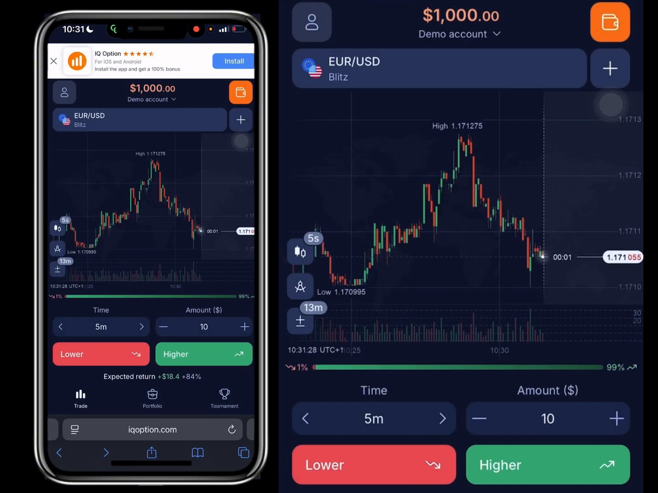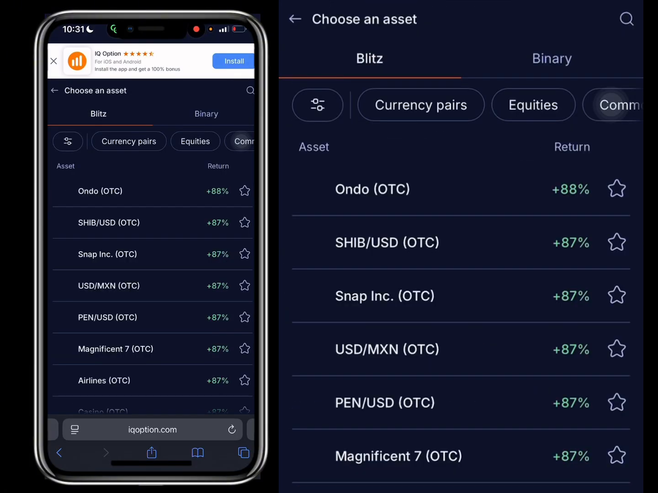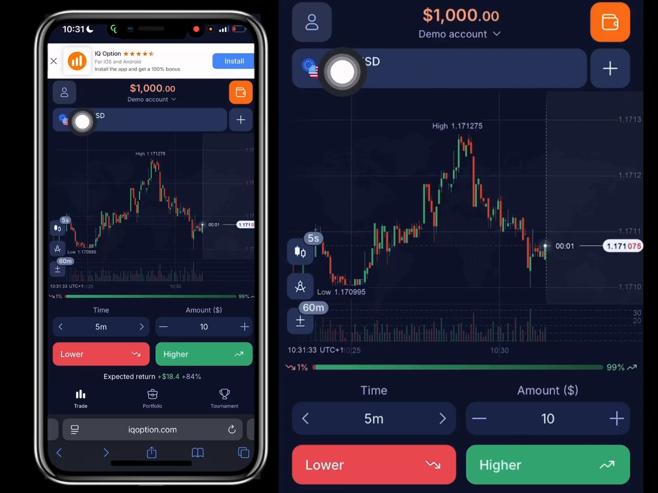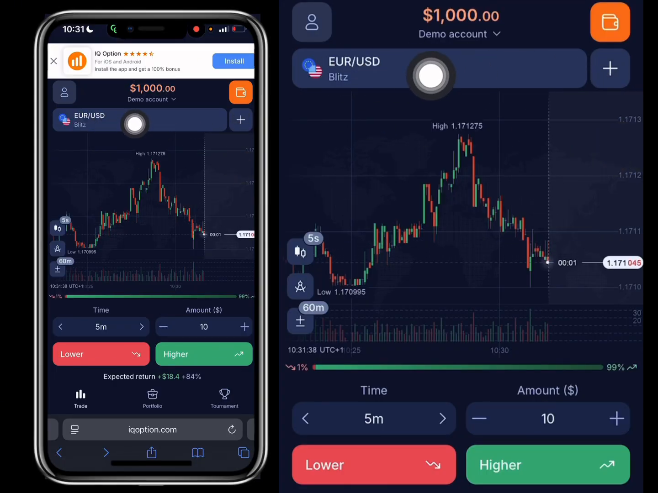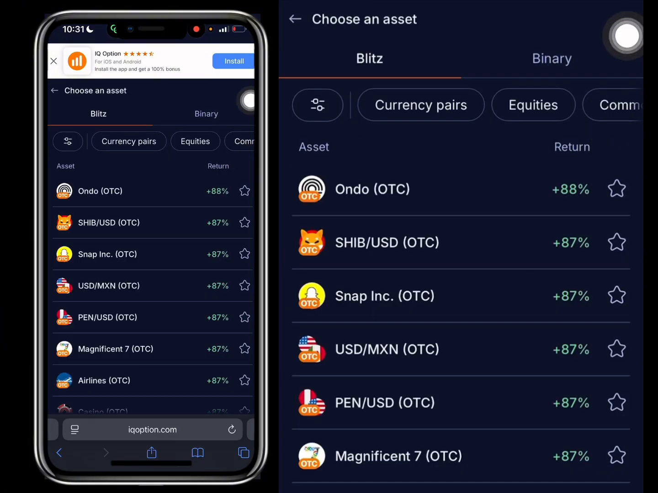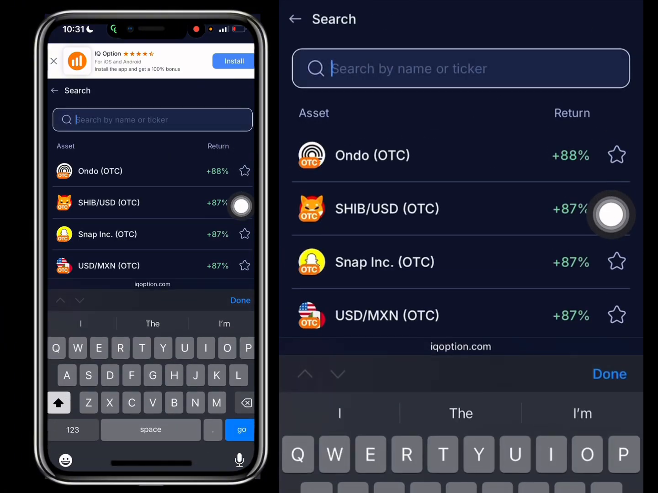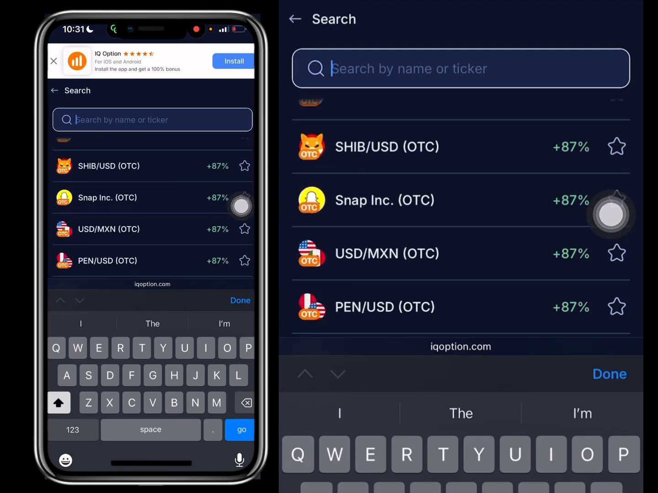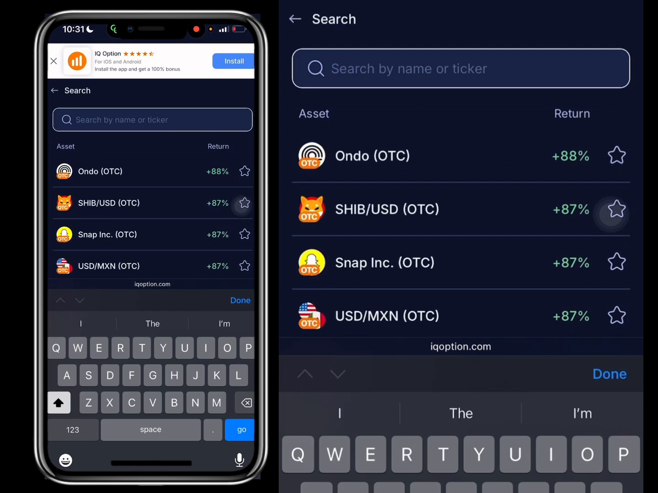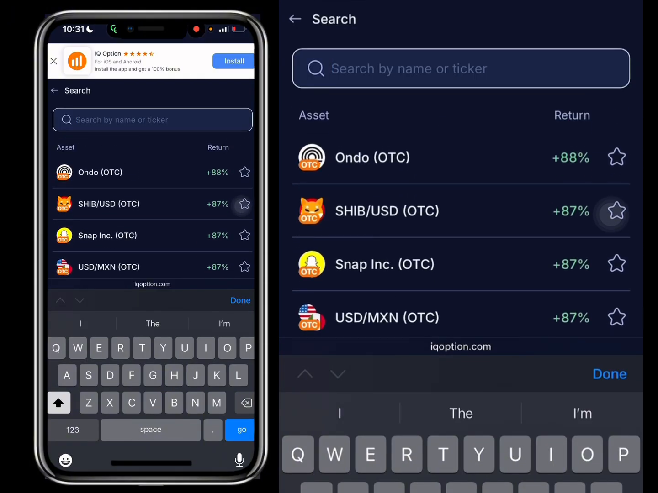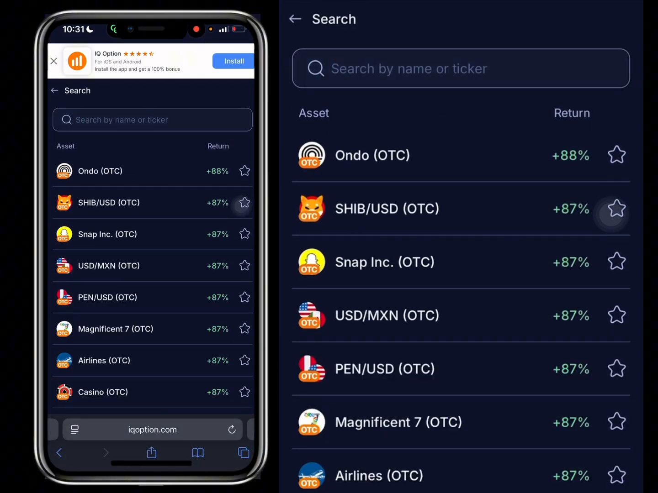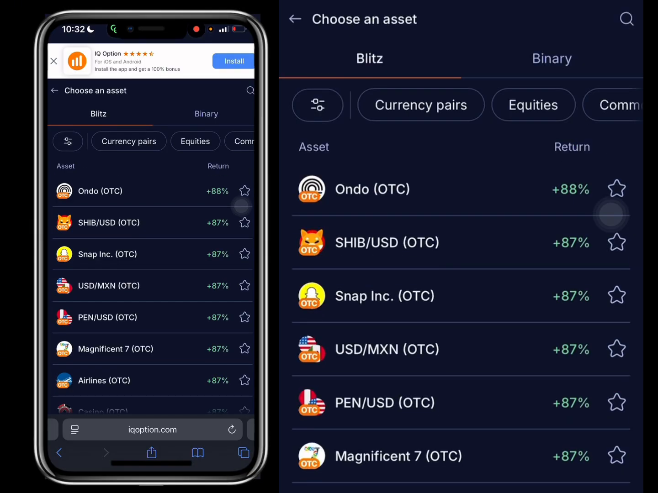Okay. Now, this right here is the pair. And we are trading Euro USD. That's what it means. You can always change this by tapping on it and then you search. This is the search bar up here. You can search for whatever you want to trade. One very good thing about IQ Options is that there are so many pairs, thousands of pairs for you to trade. And subsequently, I'm going to teach you how to pick the best one to trade per time, because it is also going to help your win rate.